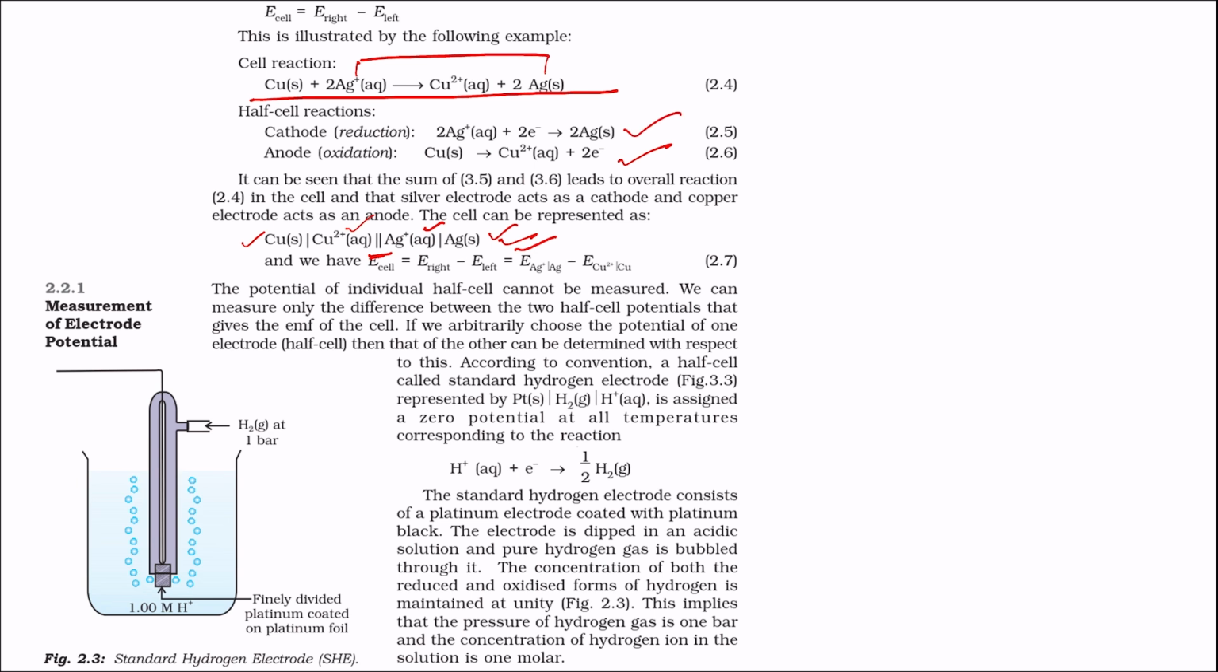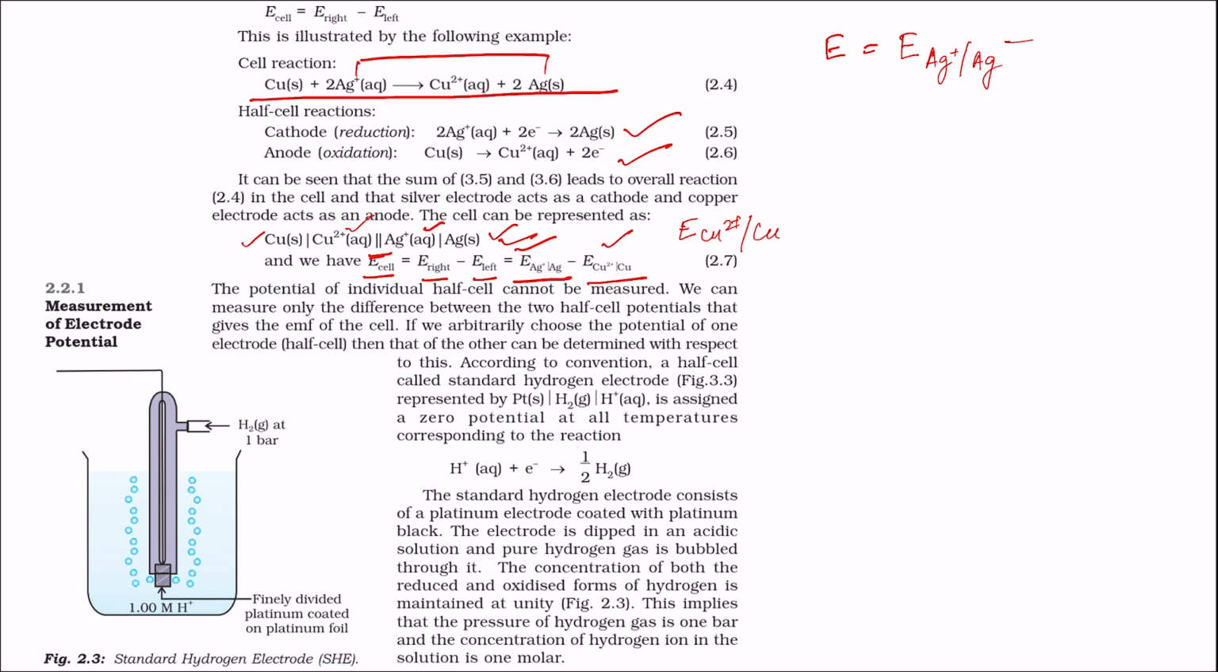And the EMF of the cell can be written as E cathode minus E anode. Silver is acting as the cathode, so it is the reduction potential of the cathode minus the reduction potential of the anode. Since the reduction potential of the anode is used in the calculation, it is represented as E for Cu2+ to Cu. The EMF of the cell is written as the reduction potential of the cathode, Ag+ ions changing to neutral silver atoms, minus the reduction potential of the anode.